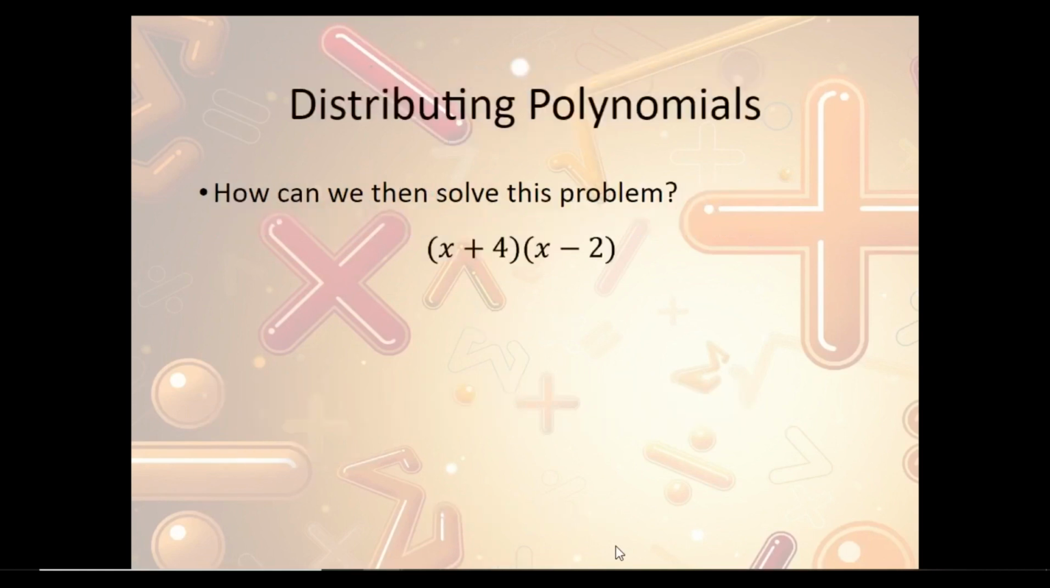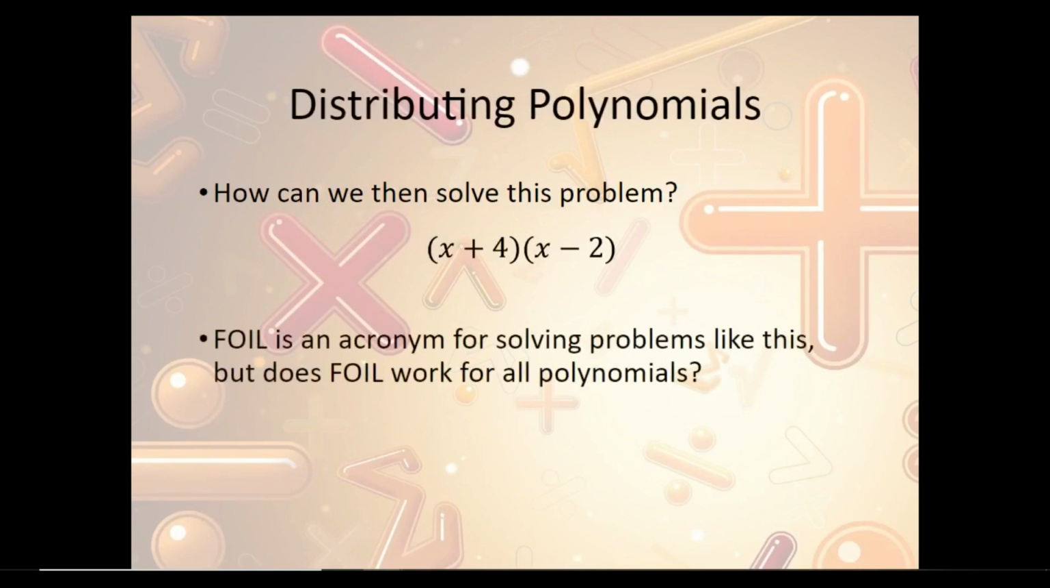So then, how do we solve something like this? x plus 4 times x minus 2. Well, maybe you heard of this term before. FOIL, which means first, outside, inside, last. So you multiply the firsts, and then the outsides, then the insides, then the last ones. Well, that might be what you've heard in the past, or maybe you haven't. But does it work for all polynomials?